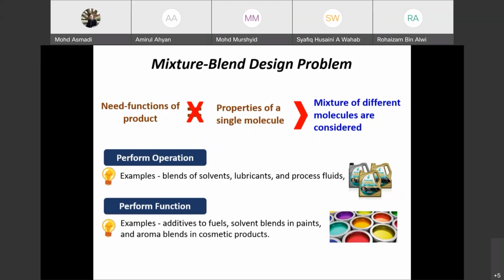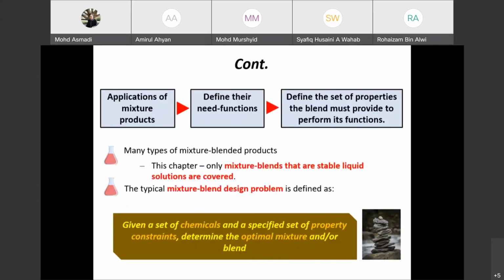Later we will see how to look at needs and function. We will do a tutorial, same as before. Next, we will look at the application of the mixture product. Then we define the need function, and then we define the set of properties.